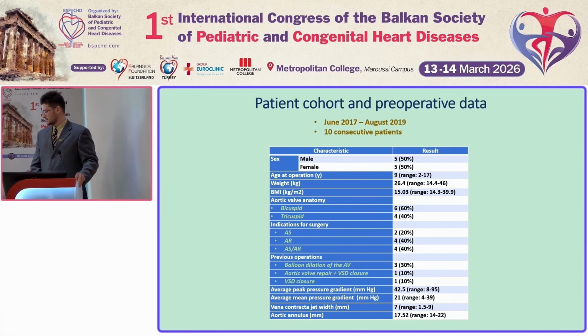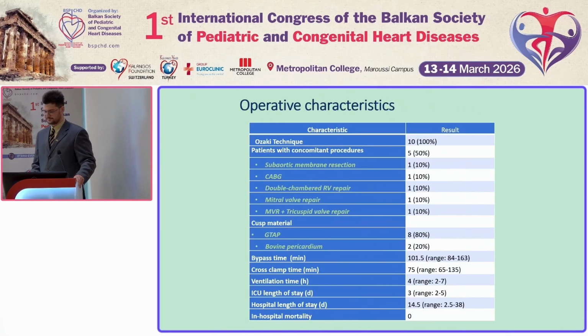Our patient cohort consisted of 10 consecutive patients, 6 of whom had a bicuspid aortic valve, although it was trisinuate, because a bisinuate aortic valve is not suitable for the Ozaki technique in its basic type. 4 patients had a tricuspid aortic valve, and 5 patients, half our cohort, had previous interventions.